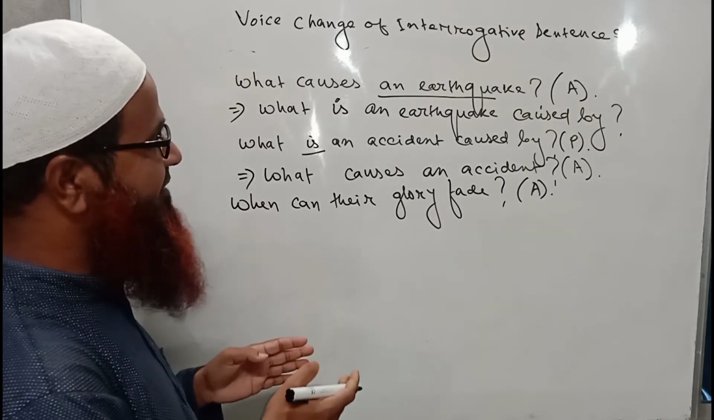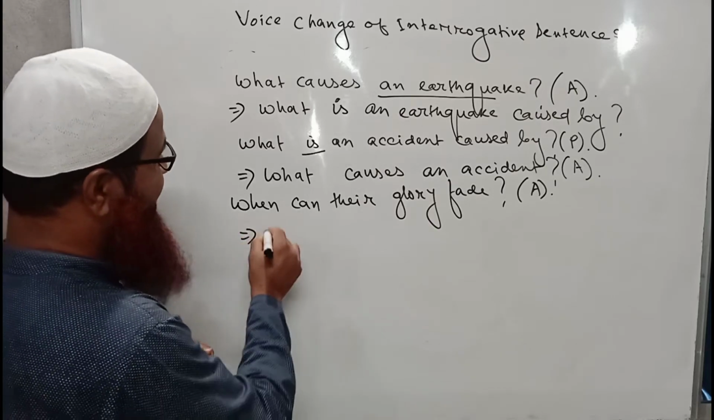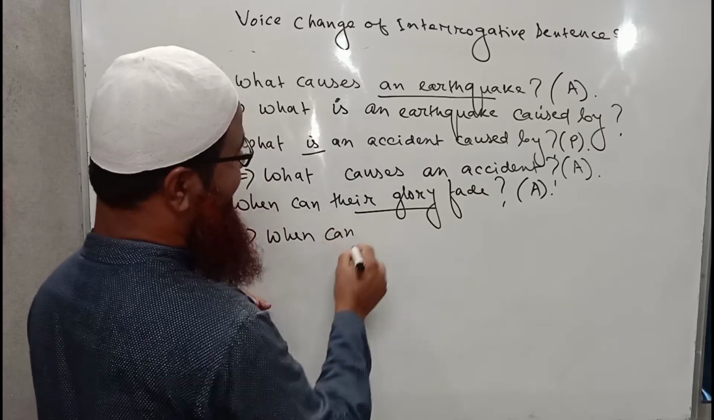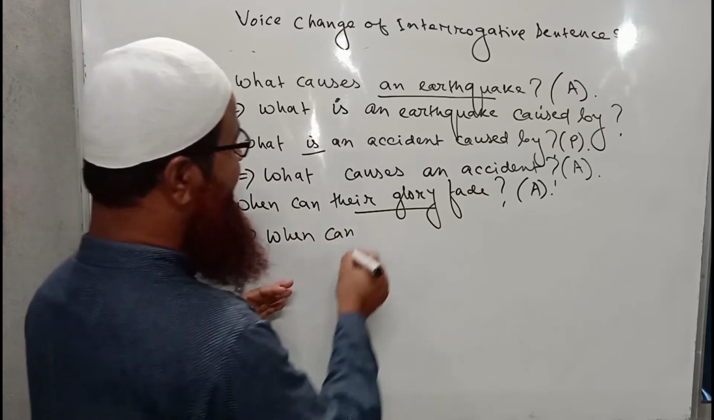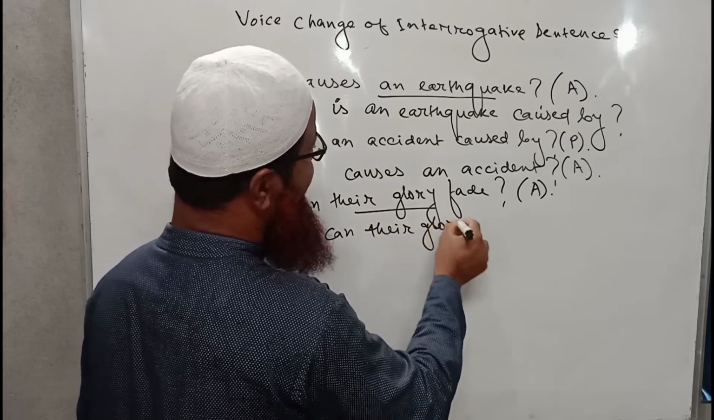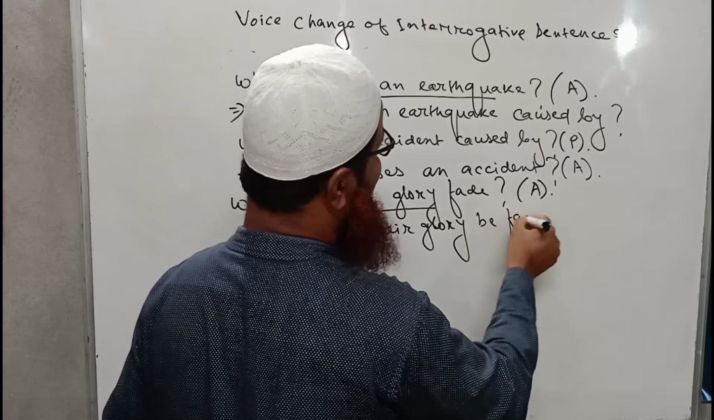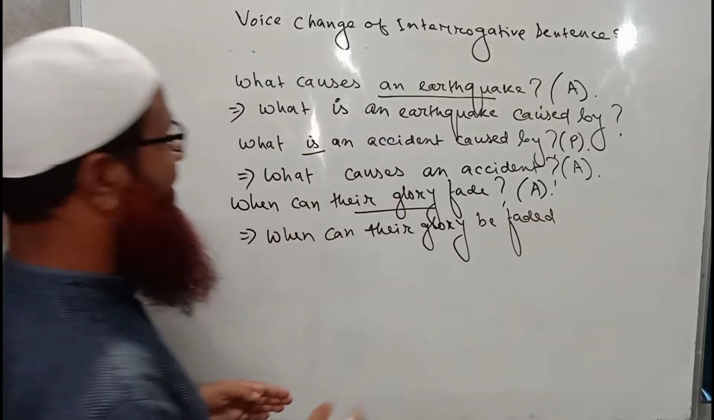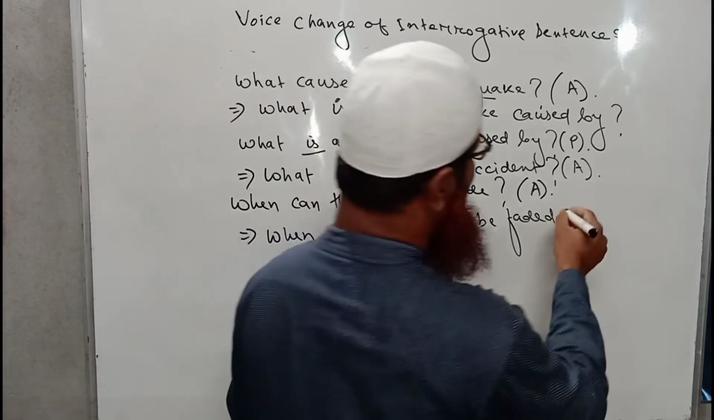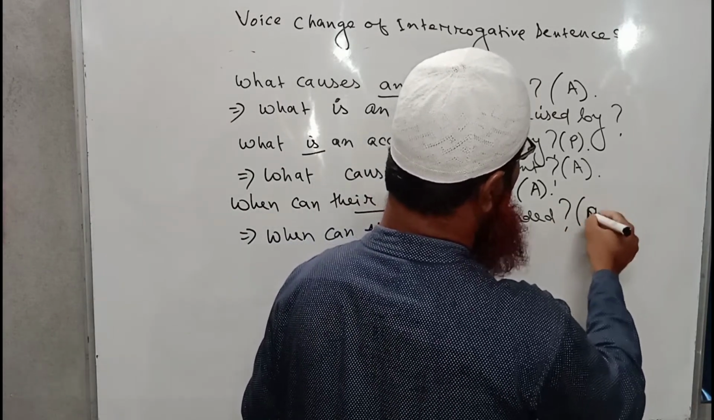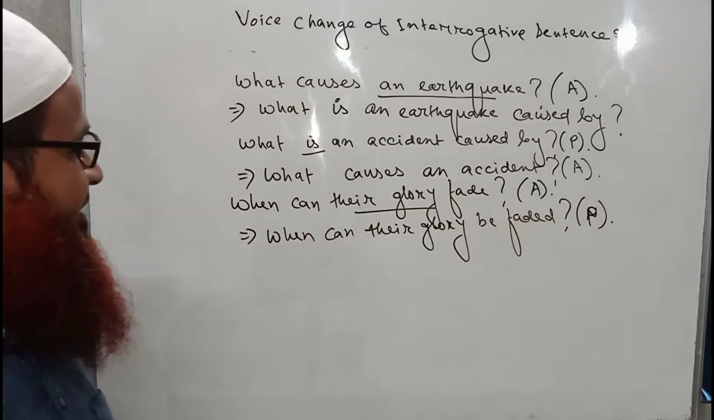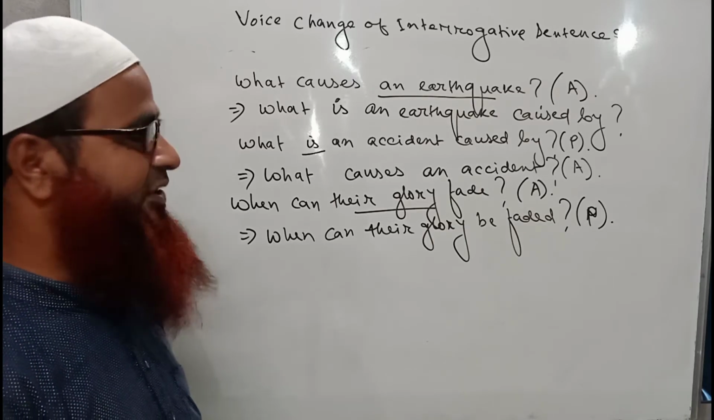So it can also be made passive. So how we will make it passive? The object here is their glory. So can will come or remain the same. When can their glory be faded? Okay. When can their glory fade? That means we can say, well, when can their glory be faded? Okay. This one will be the basic form of the sentence. When can their glory fade? When can their glory be faded?